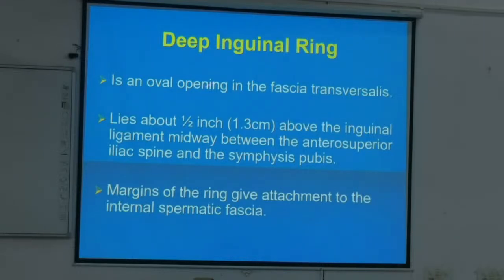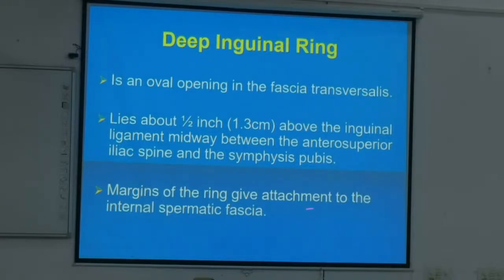Okay. So, deep inguinal ring, it is an oval opening in the fascia transversalis, very important for viva MCQ, and lies about half inch or 1.3 centimeter above the inguinal ligament. Location is also asked in viva. Above the inguinal ligament, midway between the anterior superior iliac spine and the symphysis pubis. That is mid-inguinal point. Okay, half inch above the mid-inguinal point.